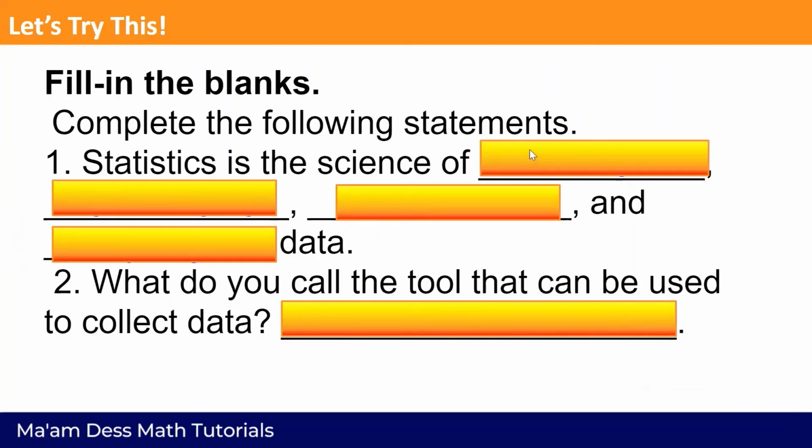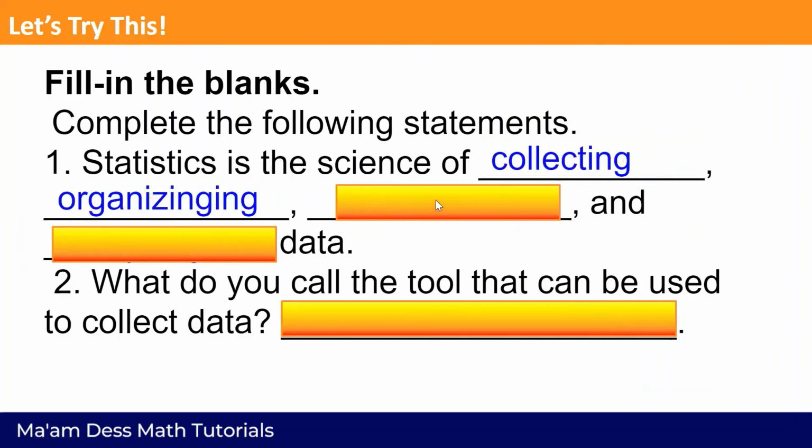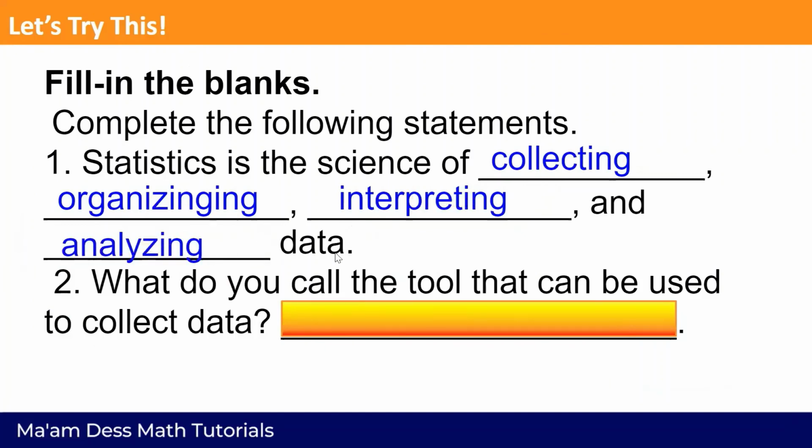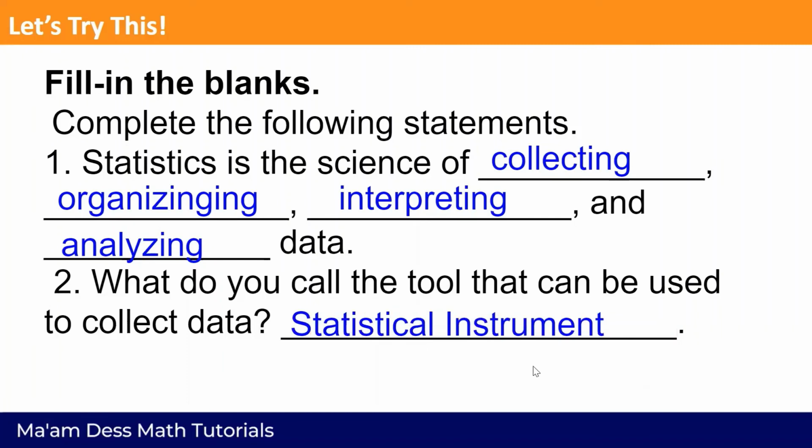Okay, fill in the blanks. Complete the following statements. Statistics is the science of collecting, organizing, interpreting, and analyzing data. And number 2, what do you call the tool that can be used to collect data? So we can have a statistical instrument.